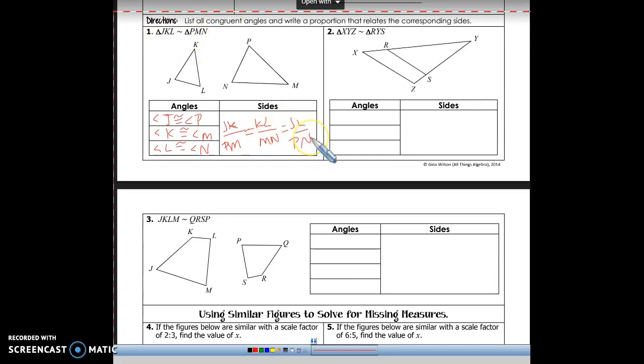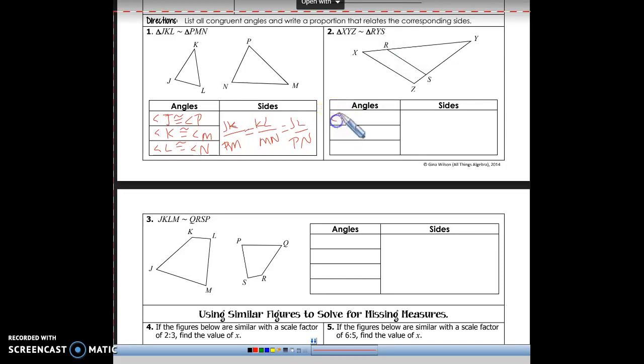All 3 sets of those ratios have to be equal. Here, let's look at 2. This is kind of like your triangles in your activity from today. There are 2 sets of triangles. We have triangle XYZ, this large triangle, and inside of it we have triangle RYS. So they are similar, which means angles are congruent.